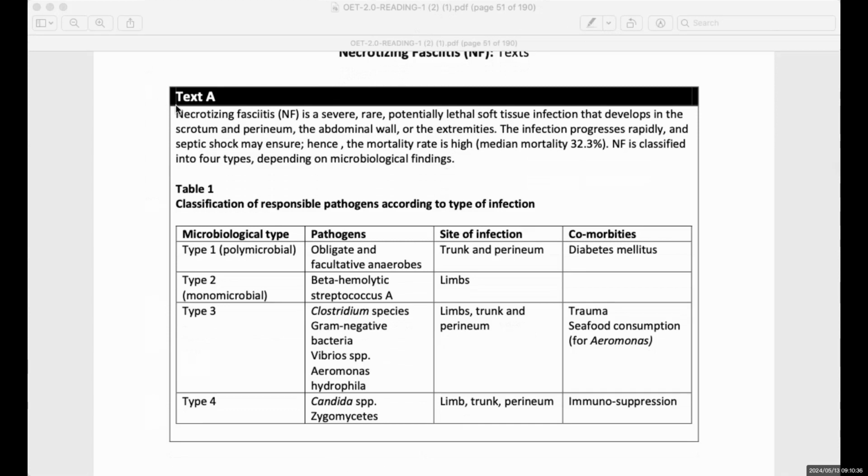So when you read this, what do you see? Necrotizing fasciitis is a severe, rare, potentially lethal soft tissue infection. What are they talking about? They're giving definition, isn't it?